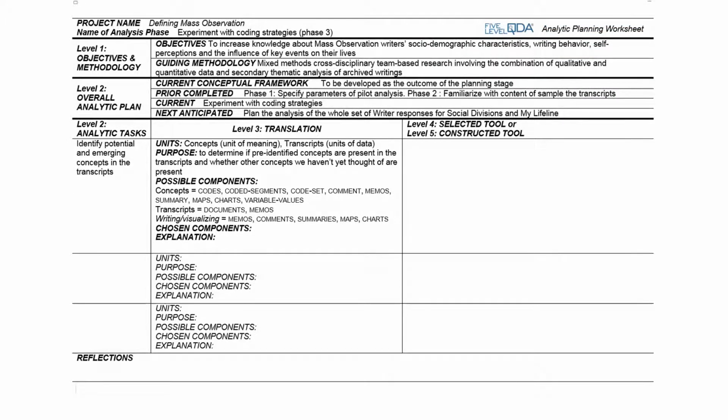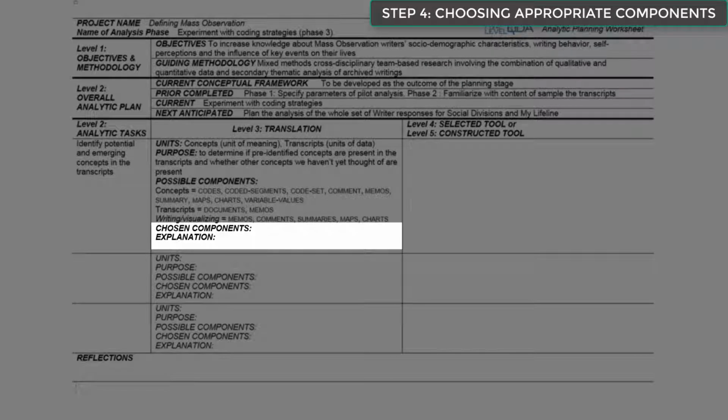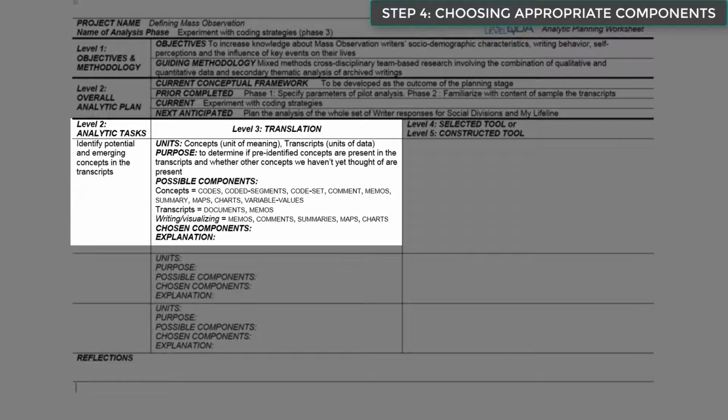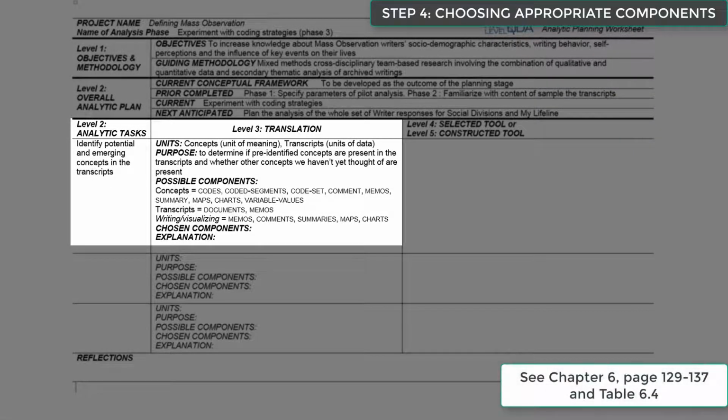The final two headings in the translation column help accomplish step 4 of translation. You'll know from reading chapter 6 that choosing appropriate components means evaluating the possible components identified in step 3 in terms of the actions that can be taken on those components and the context of the task. We fill out these two parts of the worksheet in tandem.